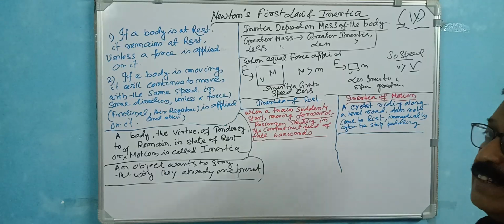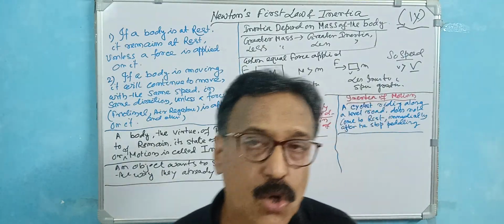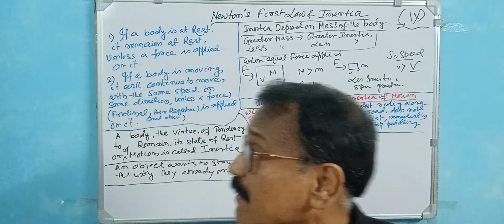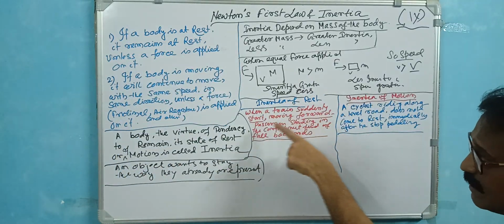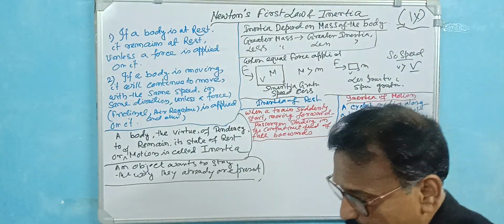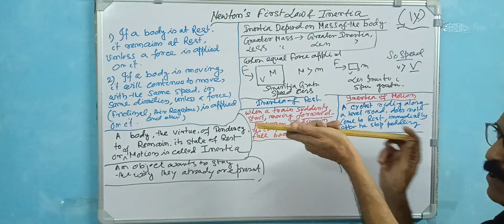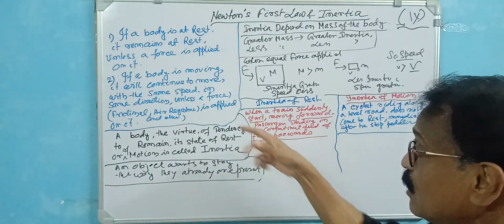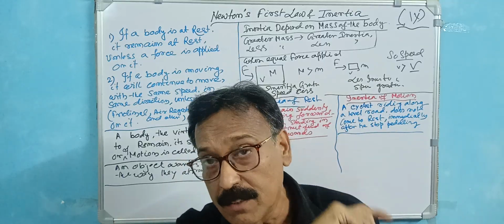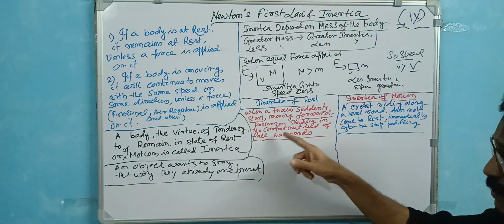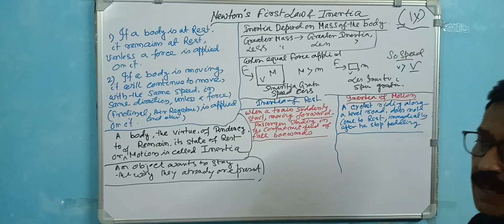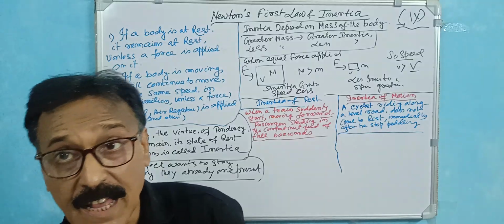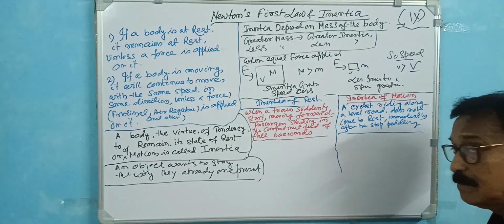When a train suddenly starts, suppose the train is stopped and you are within the compartment, but suddenly the train starts moving forward, moving in this way. The passenger standing within the compartment tends to fall backward. This is a very important thing. আমরা দেখবে একটু পেছন দিকে হেলে যাই, because this is the inertia of rest, the example of this.